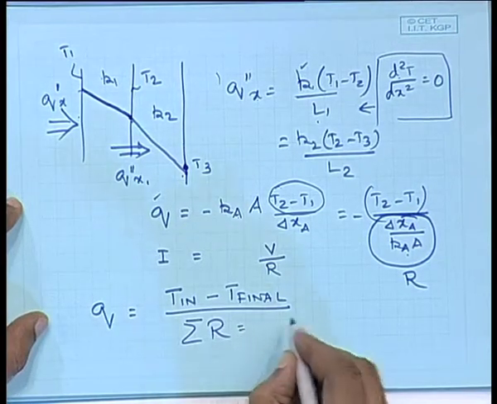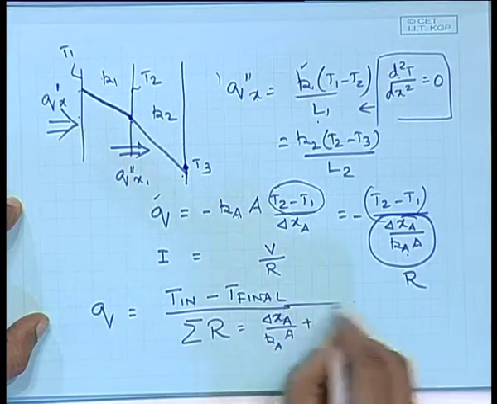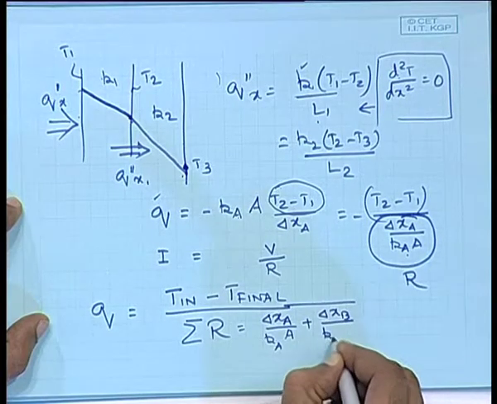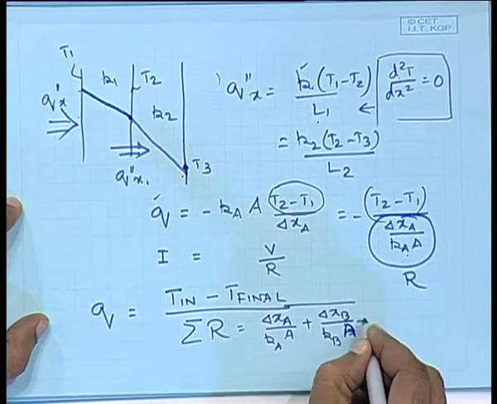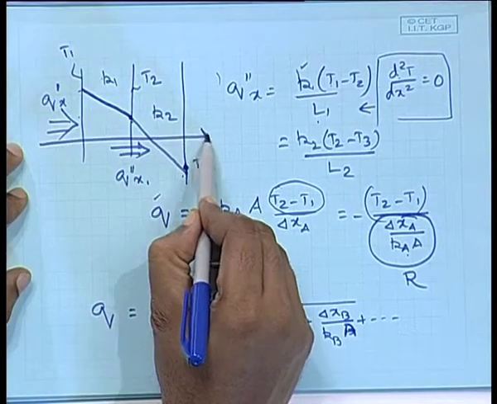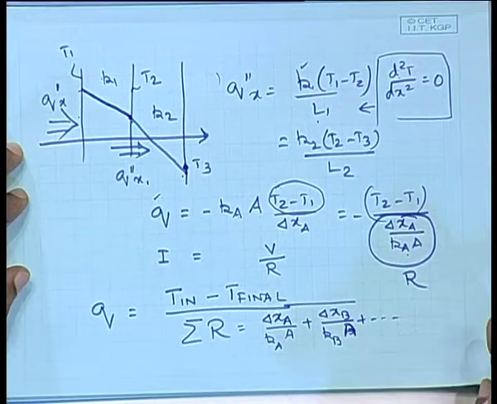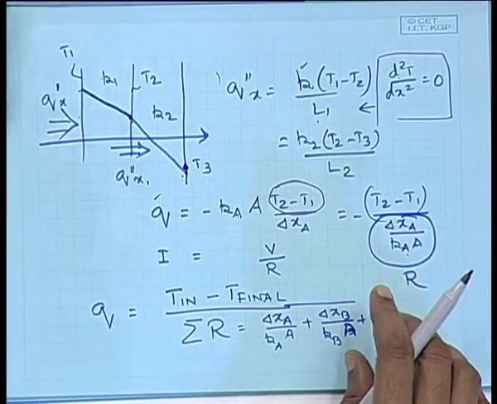Okay. And the sum of all resistances would simply be equal to delta XA by K of A, plus delta XB by K of B, and so on. All right. So, that is clear. That means that if you have a multi-layered system of different materials of different thicknesses, then using the continuity of heat flux, that means the same heat moves through all of them at steady state, you can see that these resistances are simply going to be in series. So that's the outcome of this.